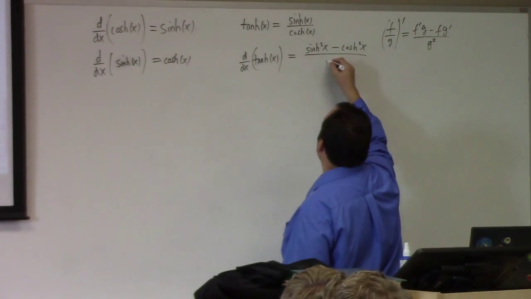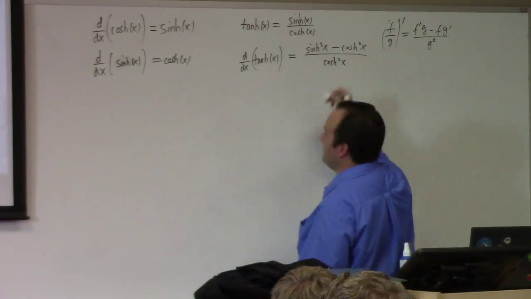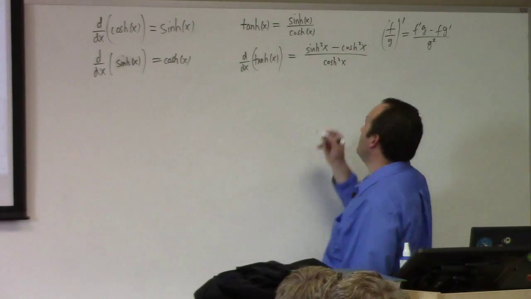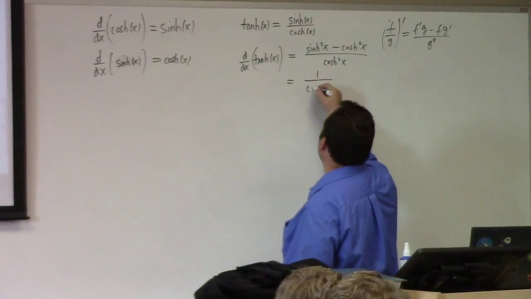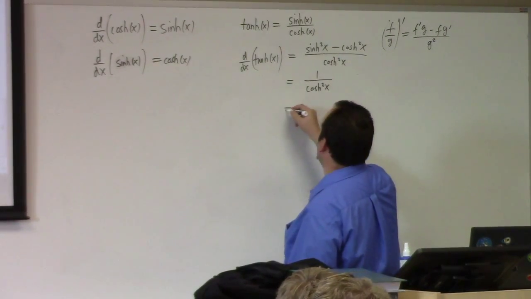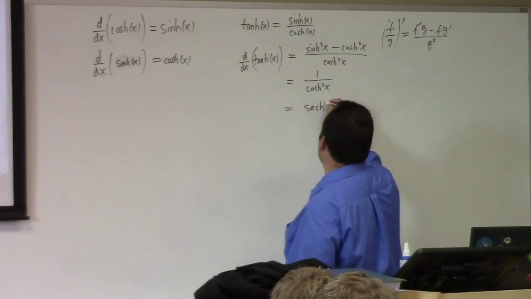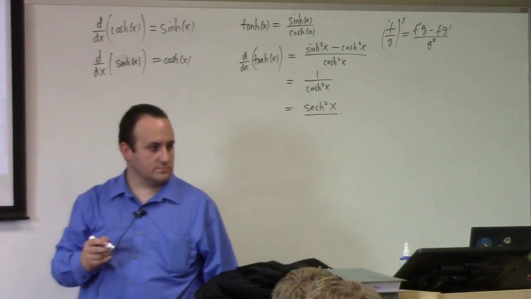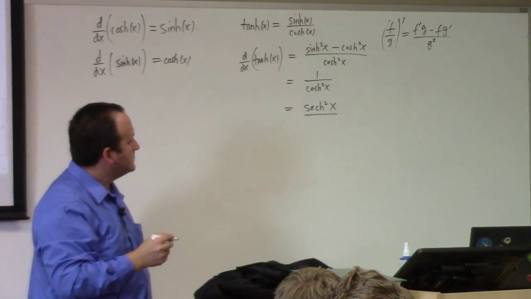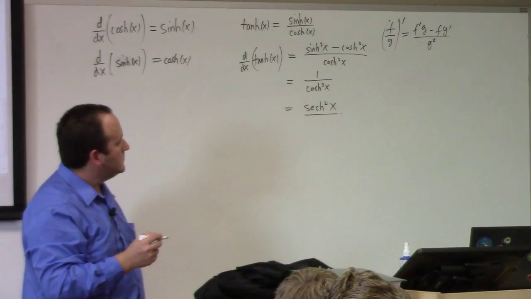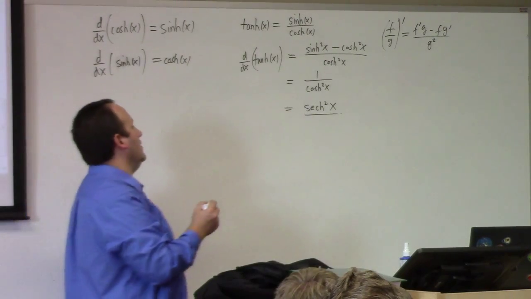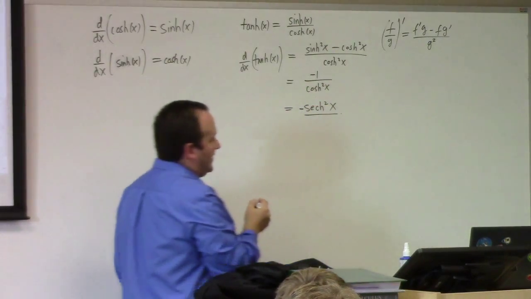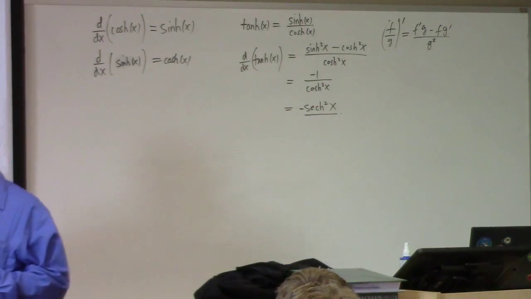That's what I used. And then, of course, downstairs you got cosh squared x. Now, remember, we talked about the other day, cosh squared minus sinh squared is equal to 1. So this is 1 over cosh squared x, which, by the way, is hyperbolic secant squared of x. Where's the negative 1? Oh, yeah, thank you. I'm glad you guys are on top of things. So like I said, there are some unanticipated minus signs here and there.